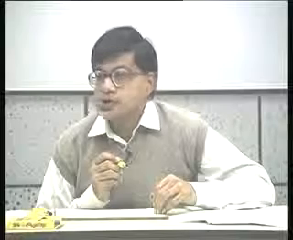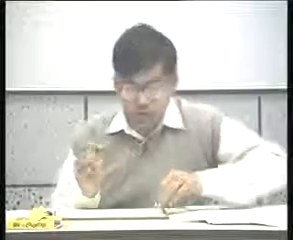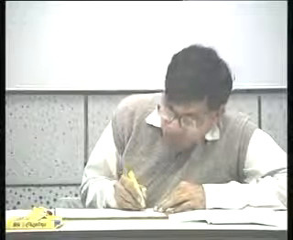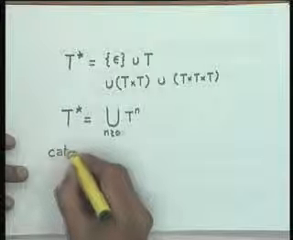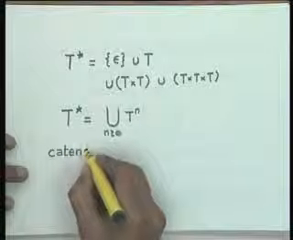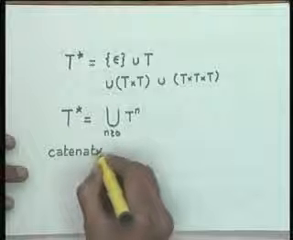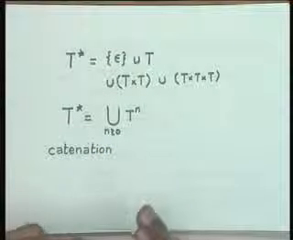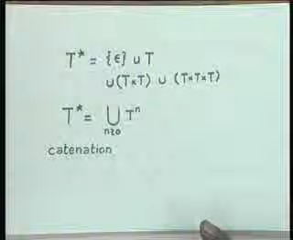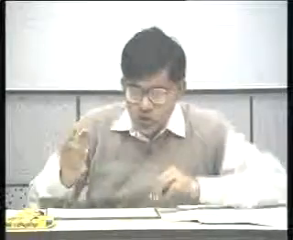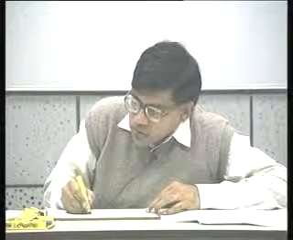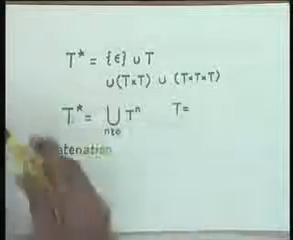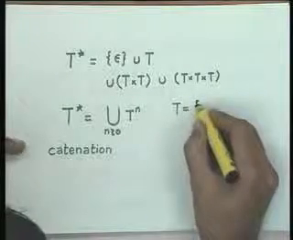Now what I can do is define a binary operation called catenation. The effect of catenation is to take two strings and put them together. So for simplicity, let's assume that this set T consists of just two symbols. Let's just call those two symbols A and B.